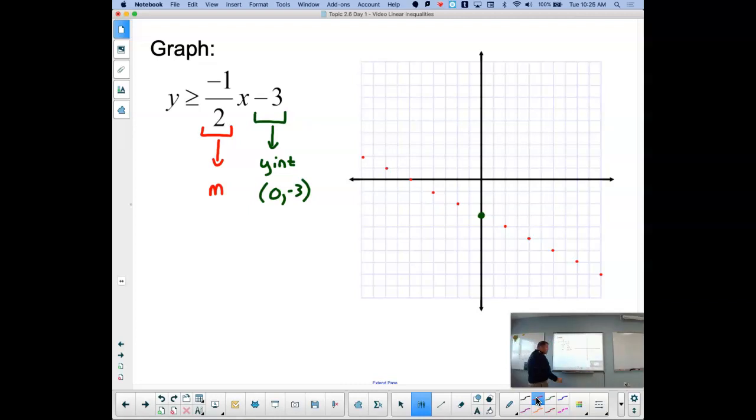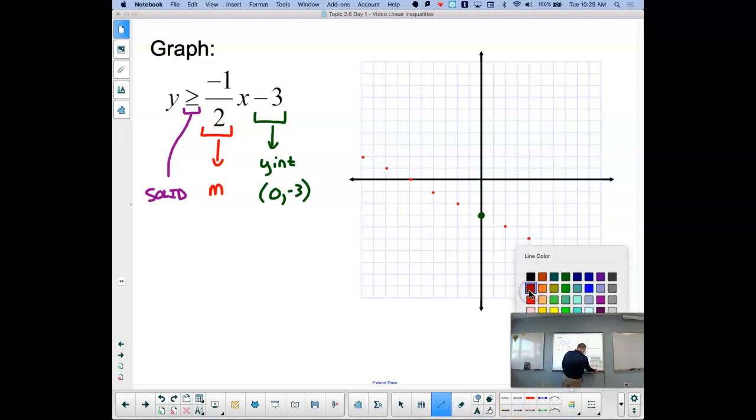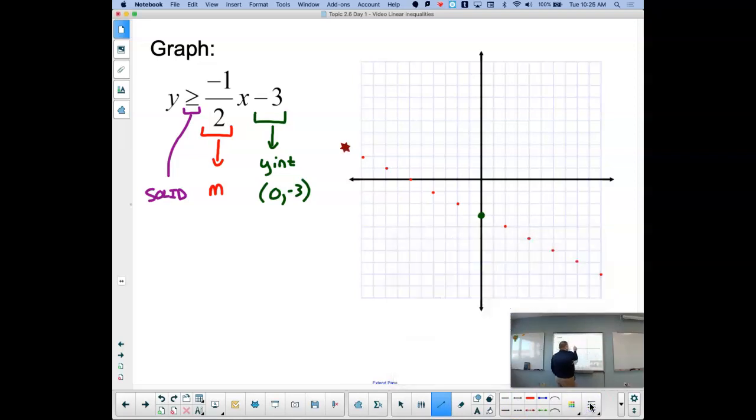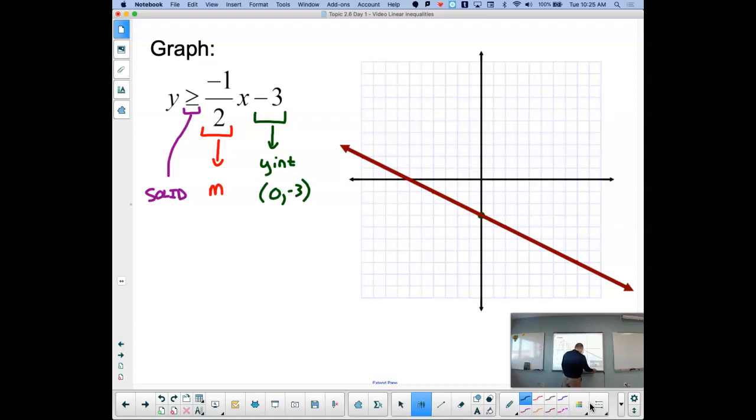Okay? This is telling me that I have a solid line. So I am going to fill in that with a solid line. One that I want. And there is my solid line. Love every part of it so far.